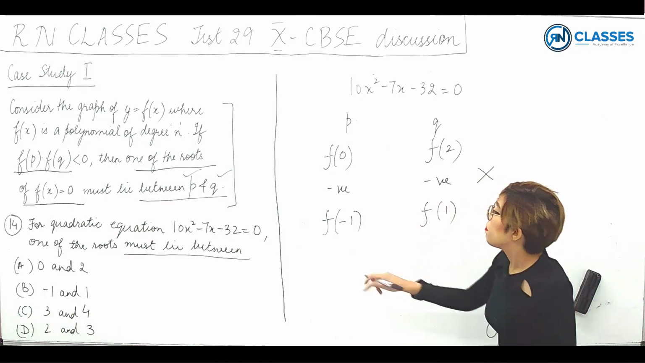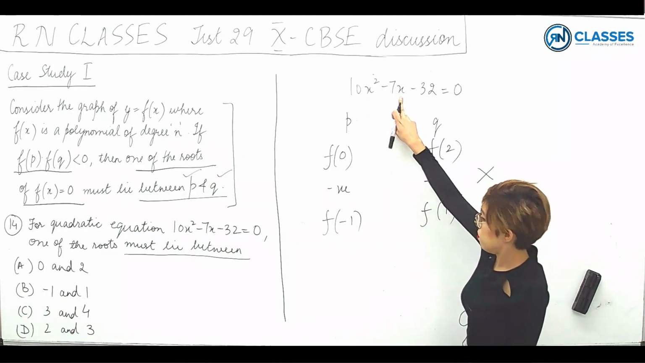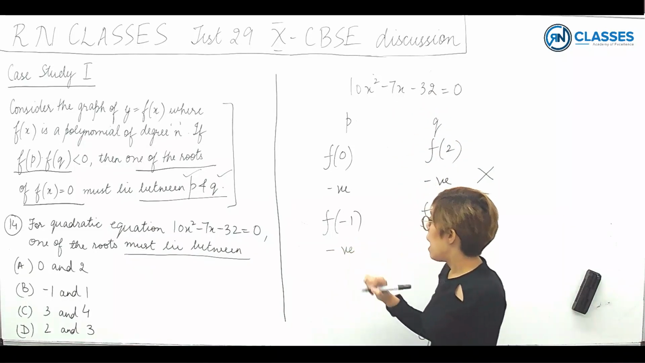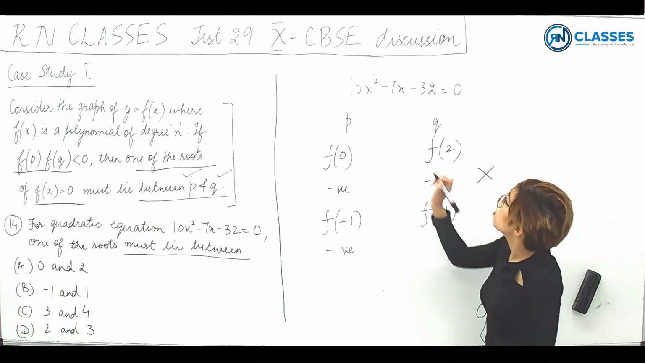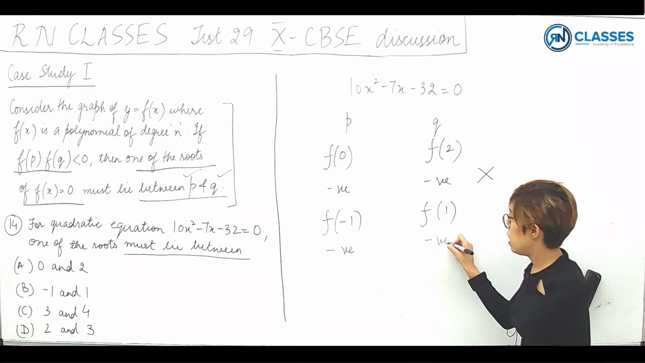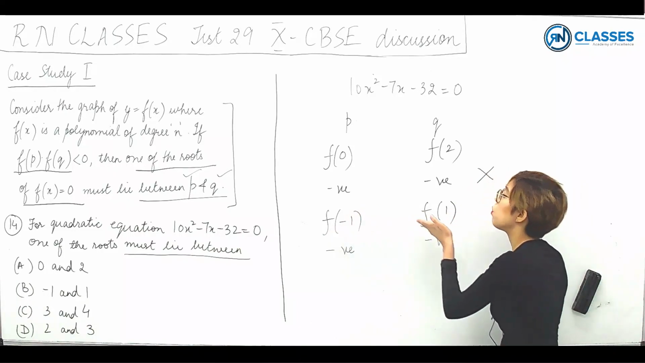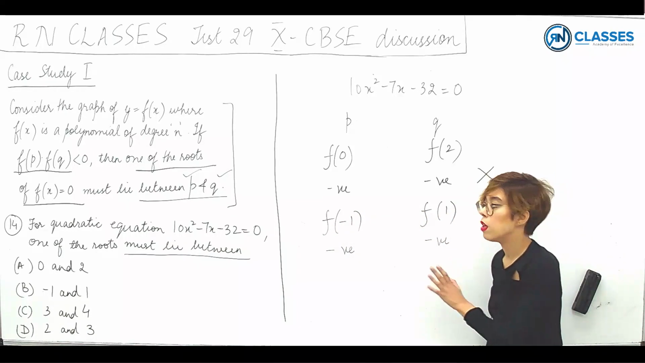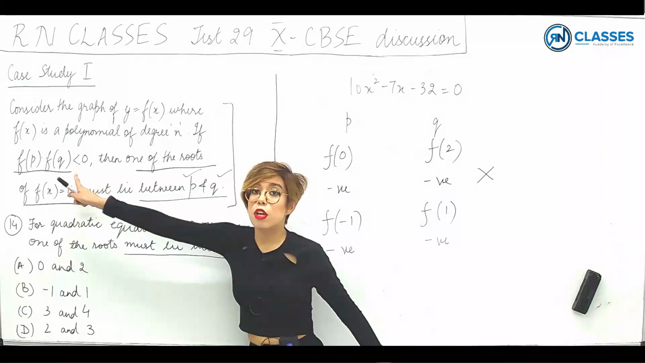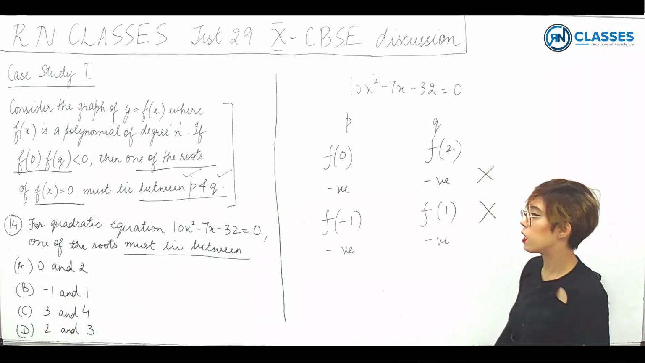Sign check करो. -1 put करते हैं. So 10 plus 7, plus 7 minus 32, which will give me negative. And f of 1 check करते हैं, so 1 put करो यहाँ पे, that will also give me negative. Now let's check f of -1 into f of 1. Is this positive or negative? Negative into negative, that is positive. My condition requires negative. So again, I cannot say anything. Okay, so again rejected option.